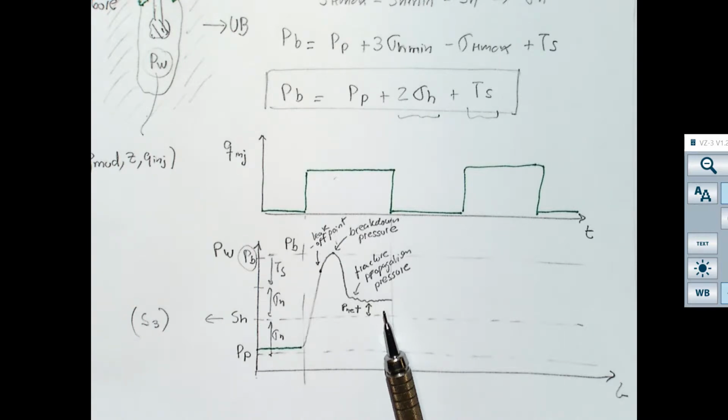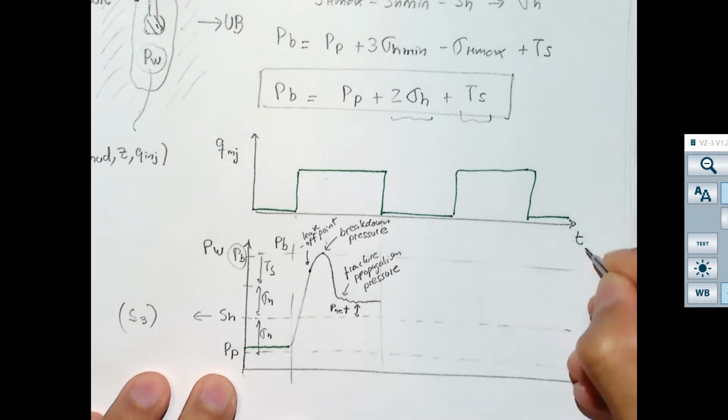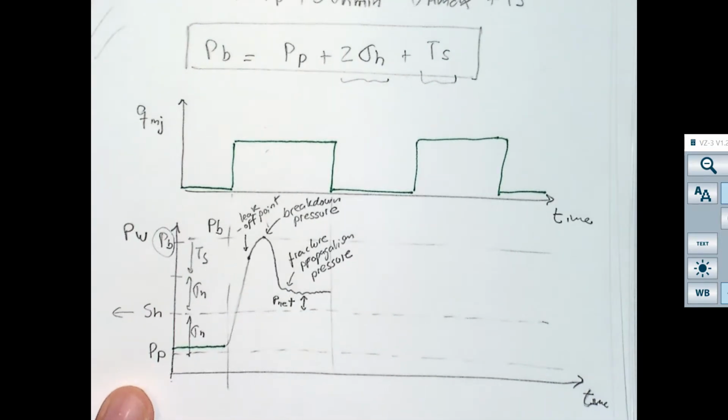Sometimes, if you get into very specific concepts, some people think that at the tip of the fracture there is sort of a vacuum, or there is no fracturing fluid, but it's just a very small region. Yeah. You have a question? For the leak-off point, is that when it deviates from being a straight line? Yes.